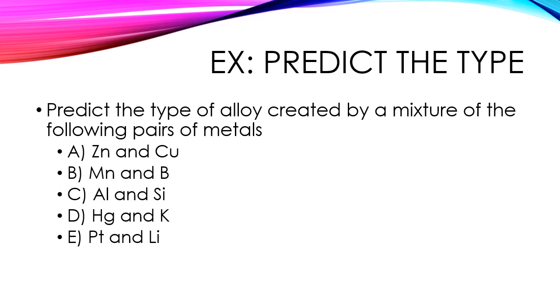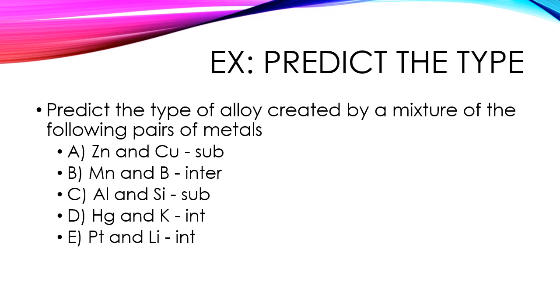You should be able to predict what type of alloy two metals should form based on where they are located on the periodic table and what you know about atomic radii trends. So let's make some predictions about the following pairs. Let's look at zinc and copper, manganese and boron, aluminum and silicon, mercury and potassium, and platinum and lithium.